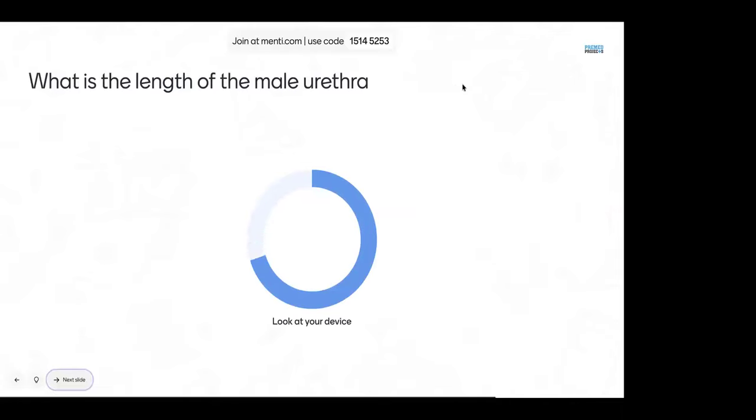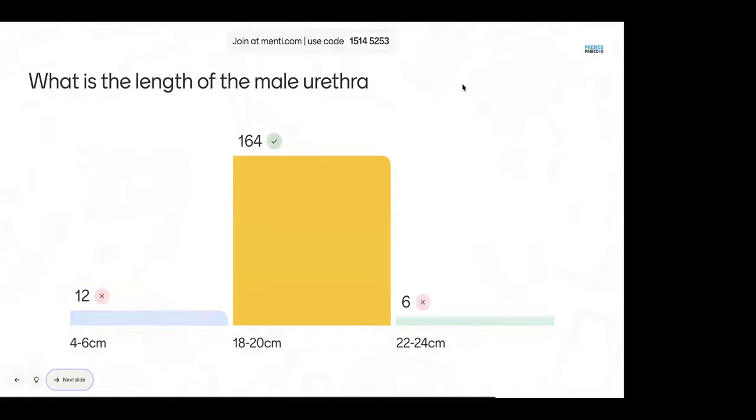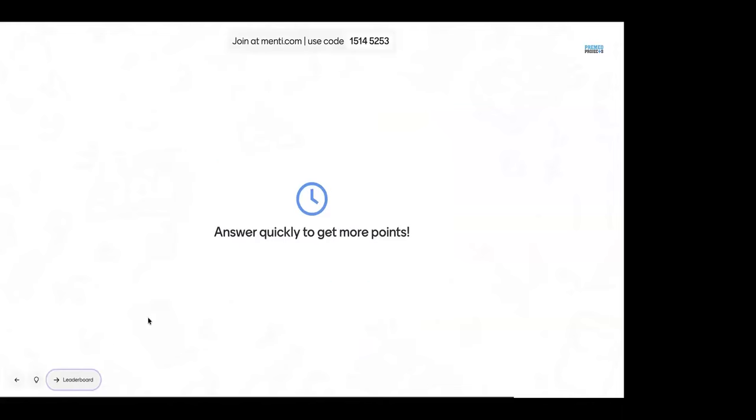Next question. Sorry about that, I flopped that one. So what is the length of the male urethra? This one's a tough one. Let's see. Do you guys remember? Come on. Well done. 18 to 20 centimeters. Very well done, everyone.